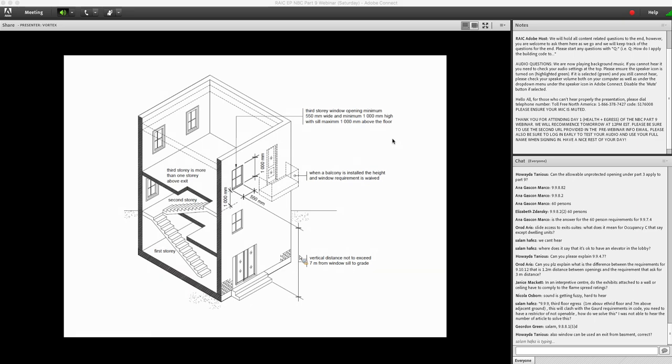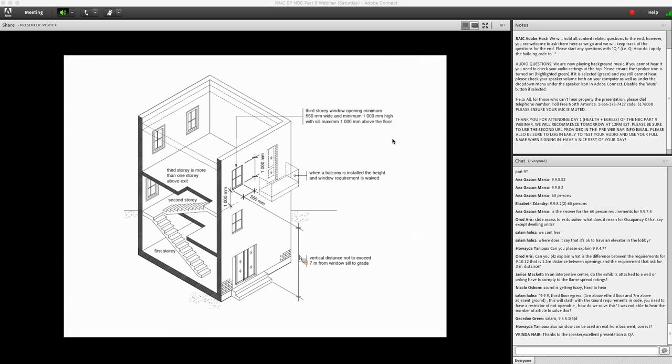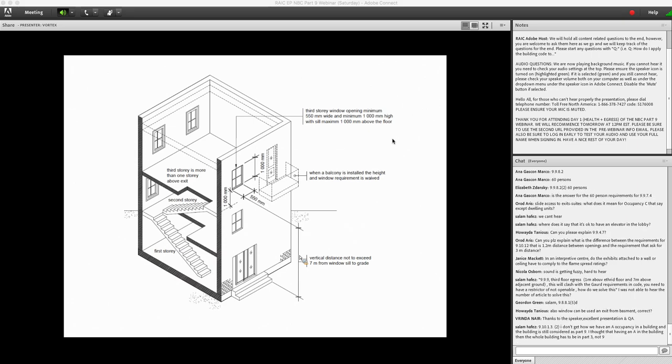So question 26, 9.10.12. Can the floor sheeting run through a party wall? So I believe your question is with regards to termination of floors or mezzanine.